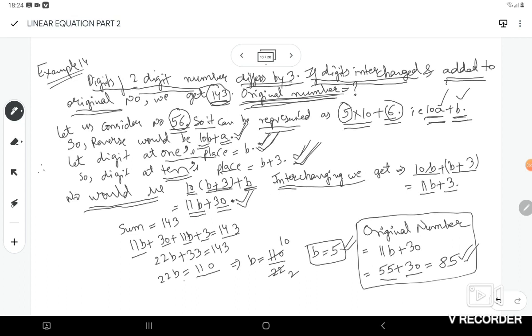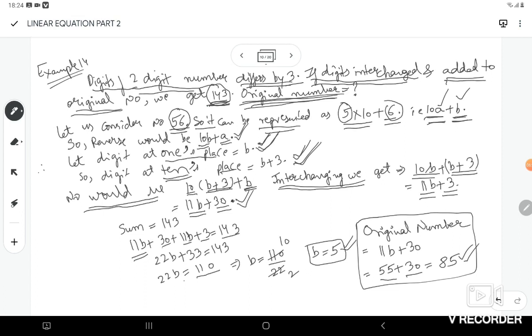Now on interchanging, the value of ones place will be at tens place and tens place would be at ones place. So it would be 10B plus B plus 3, which gives the value as 11B plus 3. Now it is given that the sum of both the original as well as the interchanged number is 143.